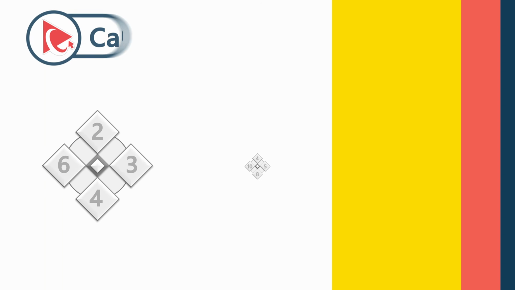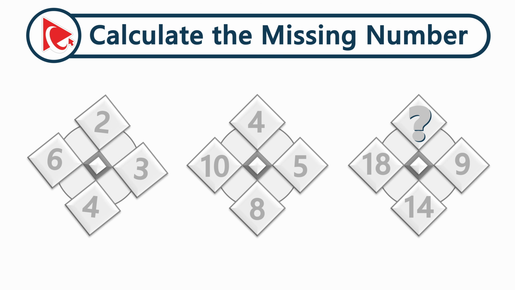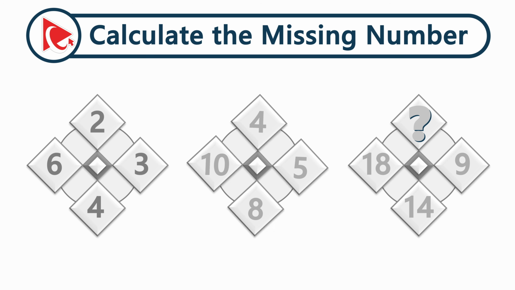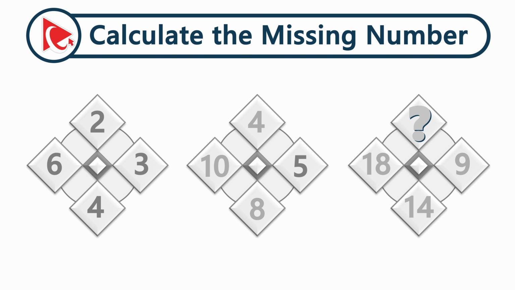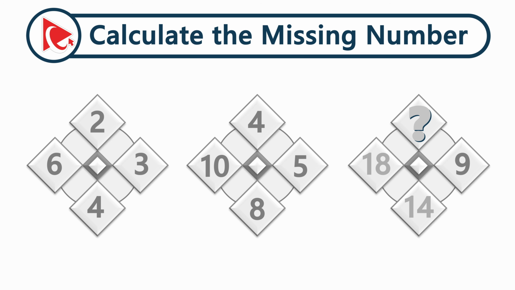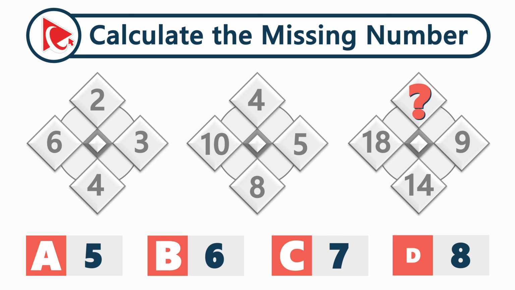You're presented with 3 diamonds. Each diamond has 4 numbers inside. The first diamond has numbers 3, 4, 6, and 2. The second diamond has numbers 5, 8, 10, and 4. And then the third diamond has numbers 9, 14, 18, and then comes the missing number, which you need to calculate and select out of 4 possible choices. Choice A, 5, choice B, 6, choice C, 7, and choice D, 8.